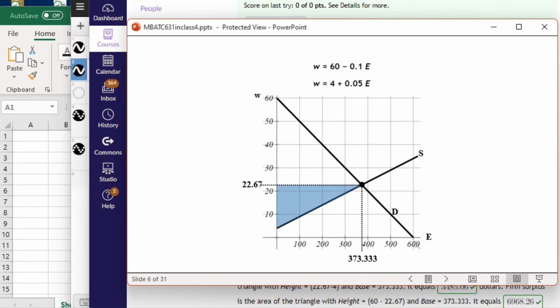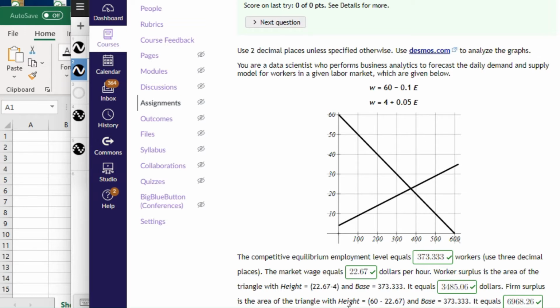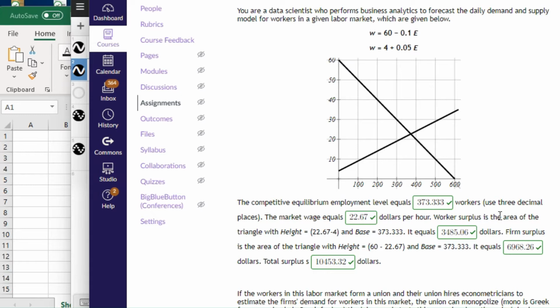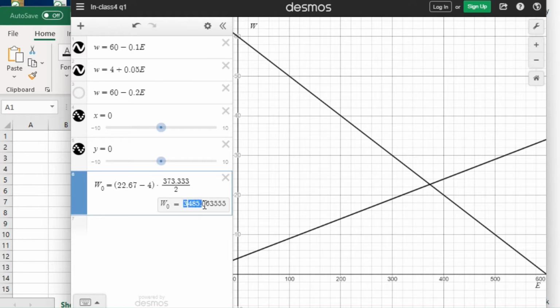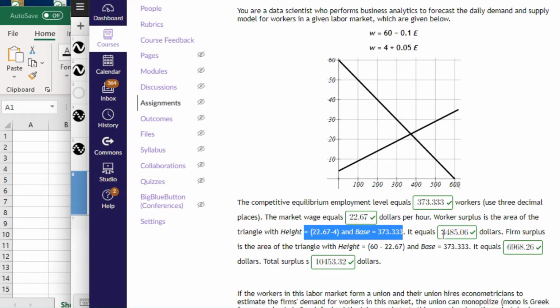So if we go back to the project we're doing in class together, the worker surplus down here is the area of the triangle with this height right there and that base. So what I'm going to do is copy that with the equal sign into Desmos, and paste it down here in an empty box. I'm going to name it capital W0 for initial worker surplus. Then I'm going to change the "and base equals" to times. This is the area of a rectangle. We need the area of a triangle, so we need to divide by 2, right? So the initial worker surplus is $3,485.06, which is what I put right here, right?